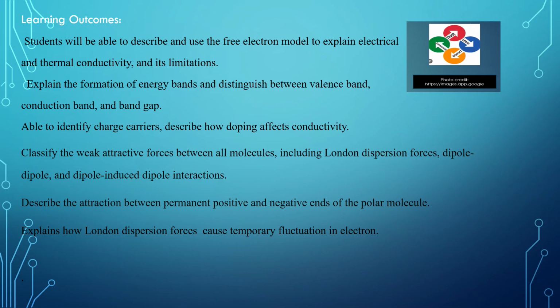Learning outcomes. By the end of this chapter, the student will be able to describe the use of the free electron model to explain electrical and thermal conductivity as well as its limitation. The student will be able to explain the formation of energy bands and distinguish between valence band, conduction band and band gaps. The student will be able to identify charge carriers and describe how doping affects conductivity.